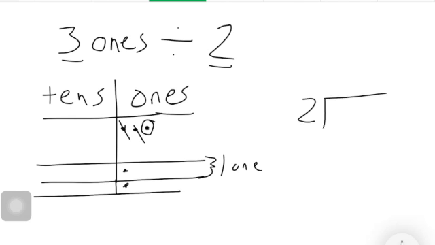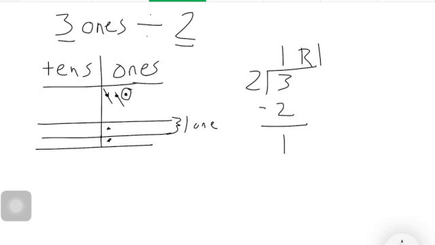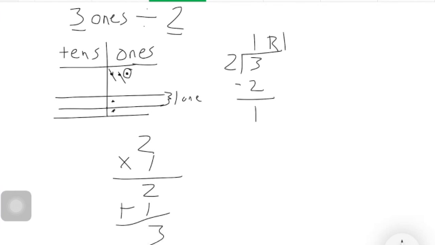Or if we do the long division steps, we have 2 into 3. I got a little ahead of myself there, didn't I? Let's split up. There's 1 in there. 3 minus 2 is 1. 1, remainder 1. And remember, as always, you can check your work with multiplication, because division is the opposite of multiplication. So 2 times 1 is 2, plus 1, which is the remainder, gives us 3. So our product is 3. Our quotient is 1 with the remainder 1.